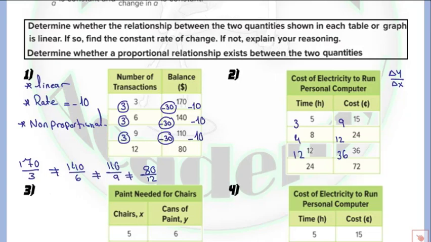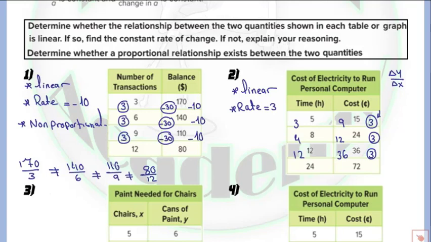9 divided by 3 equals 3. 12 divided by 4 equals 3. 36 divided by 12 equals 3. If you look at the rate of change, you will find that all of the values are equal. It means we have a constant rate of change. Once we have a constant rate of change, it means this relation will be linear.